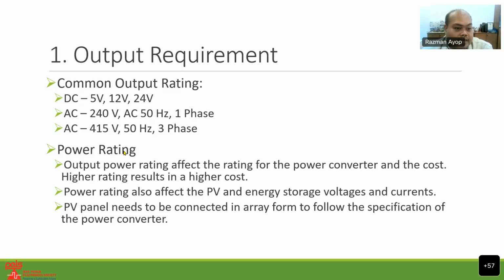And of course, the power rating also needs to be considered when you're choosing the system. The output power rating affects the rating of the power converter and the cost. The higher the load, the higher the power converter needed, and of course, the higher the power, the higher the cost. Power rating also affects the PV and energy storage voltage and current. It means that the higher the rating, of course, you need more PV and more battery. So that is the first consideration, which is the output requirement.